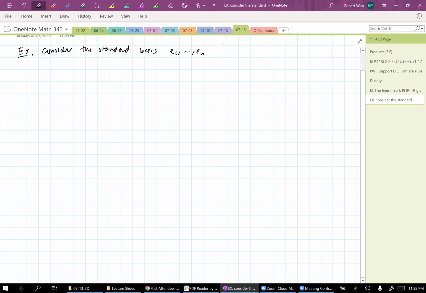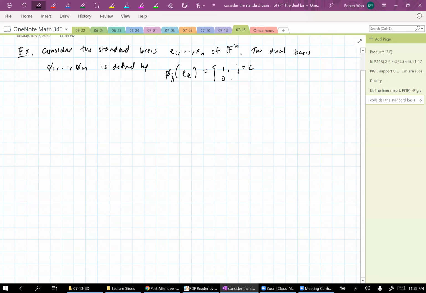E1 up through En of F to the n. Okay, then, we said that the dual basis to the standard basis is phi1 up through phi n, and it's defined by what phi j does to ek: it returns 1 if they match, 0 otherwise. But that's just what the phi j's do to a basis.